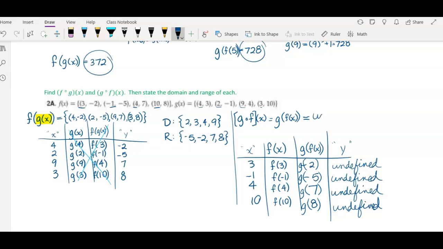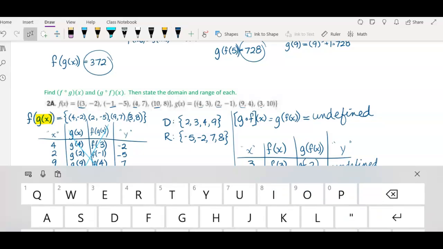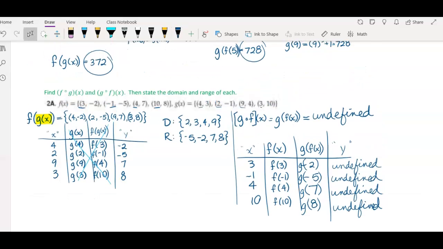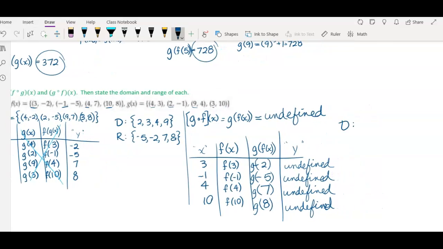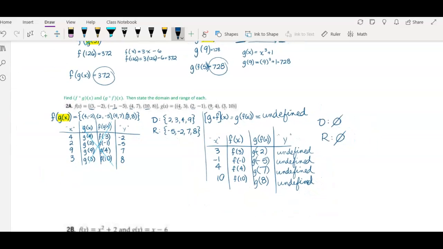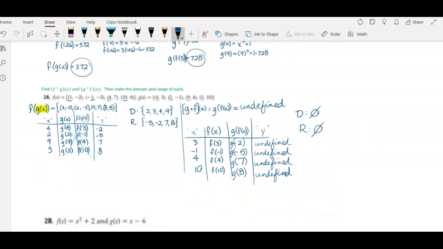When this happens, when all of them are undefined, the entire composition is undefined. If a couple of them work, then only those are included in your answer. For instance, if I had an answer for g of -2 and g of 7, those would be part of my answer, my ordered pairs, and the rest would not. And here, my domain, when this happens, is empty, and my range is also empty. There are no values in my domain or my range for the composition of g and f.